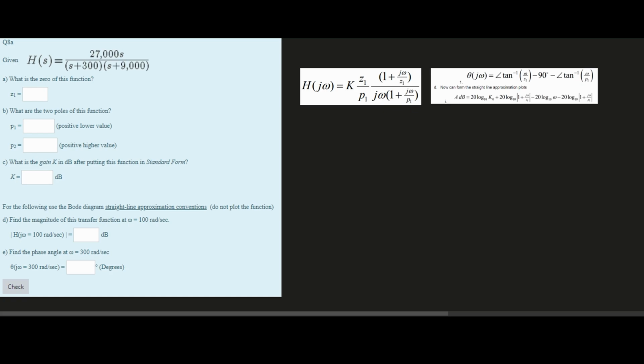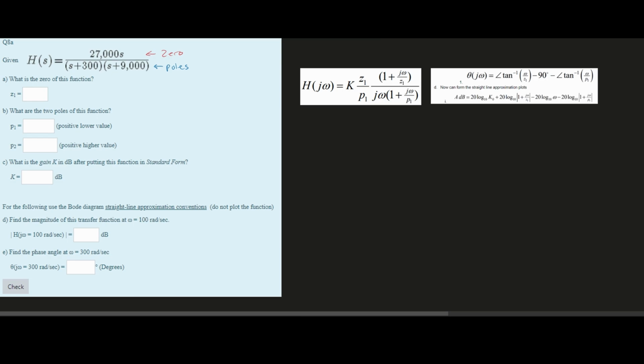For this problem, we're given H(s) equals 27,000 s over (s plus 300) times (s plus 9,000). We need to find the zero of this function, and from previous problems, we know that what is in our numerator is our zero if it's associated with the s, and what's associated with our s in the denominator are our poles.